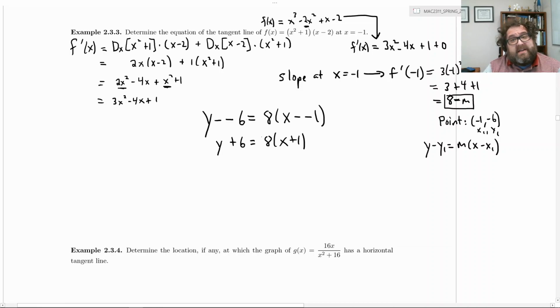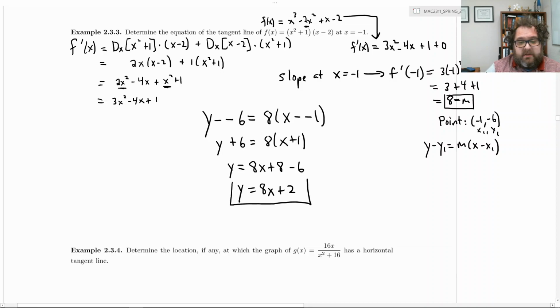But on a test, I'd probably say write this in slope-intercept form. So it's a good habit to be in. So, y equals mx plus b form. So if we distribute, 8x plus 8, and then subtract 6 from both sides, we get what? y equals 8x plus 2. And there should be our answer.